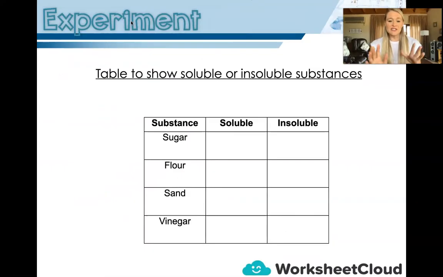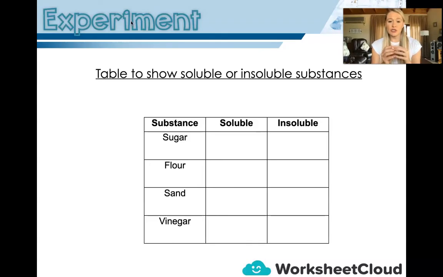Right, moving on. Okay, so now we've reached the part of the lesson where I'm going to do a little experiment. I've got some substances in front of me, and I'm going to switch the camera now. So just having a look at the table, we are going to test whether sugar is soluble or insoluble in water, flour is soluble or insoluble, sand is soluble or insoluble, and then lastly vinegar, soluble or insoluble.